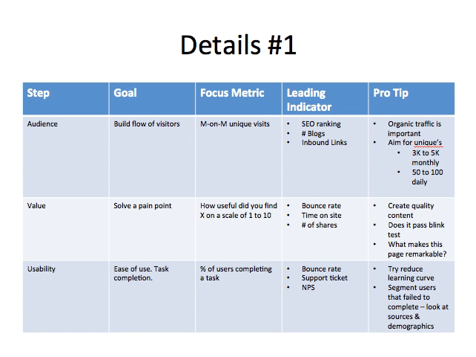All right, so we're going to start off with the audience step. The goal of the audience step is to build a flow of visitors to the website. Obviously, the way that you're going to measure this, the focus metric, is month-on-month unique visitors. And then always set some leading indicators. Leading indicators are things that will help you identify whether you are moving closer to your focus metric. So if your SEO ranking is improving, your month-on-month unique visitors should be improving.